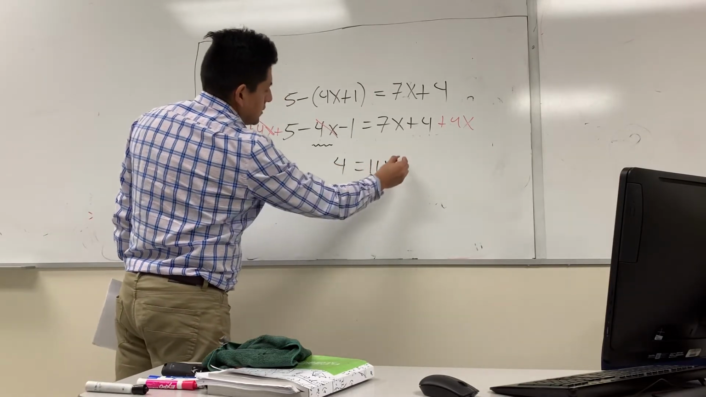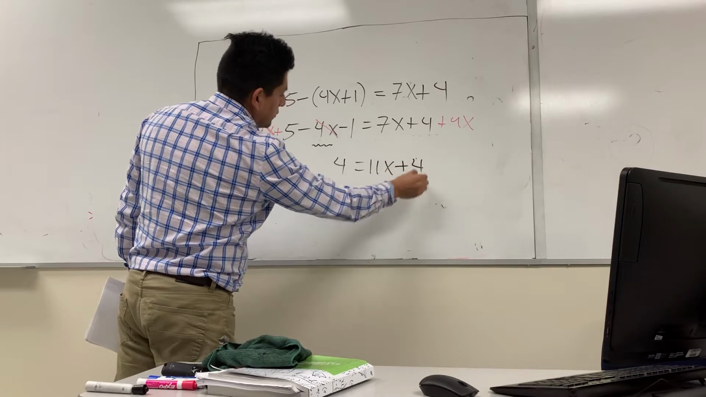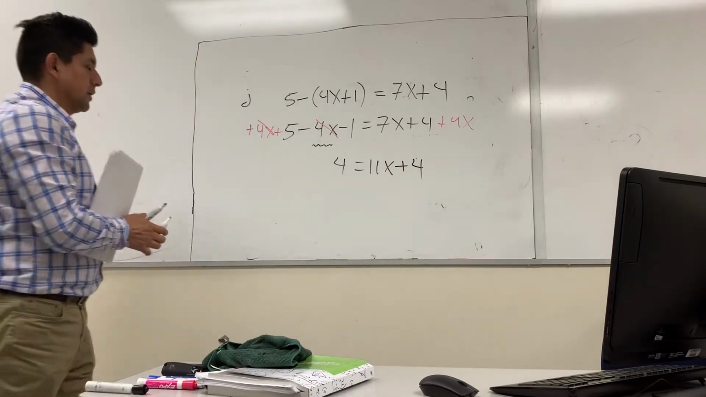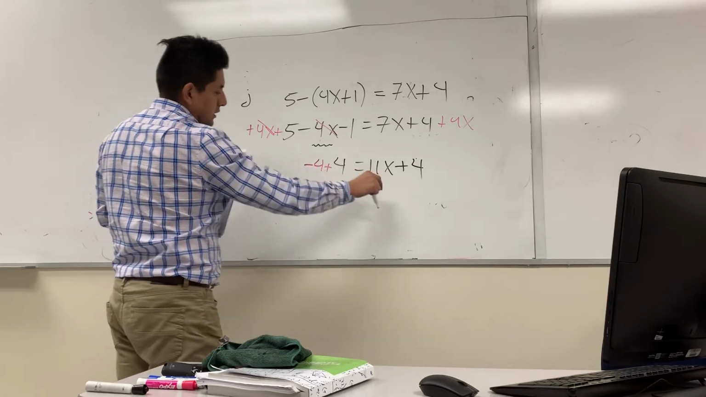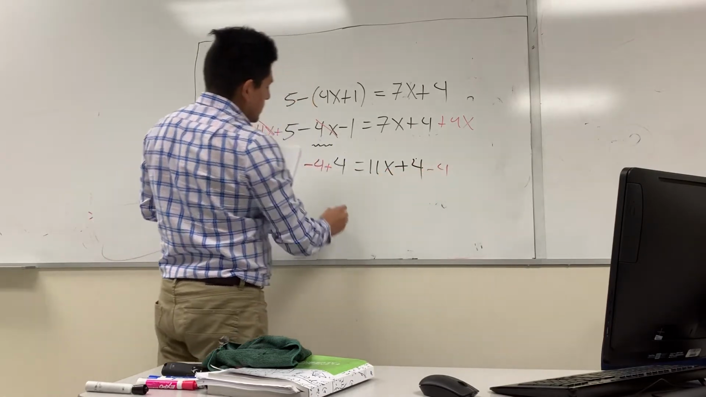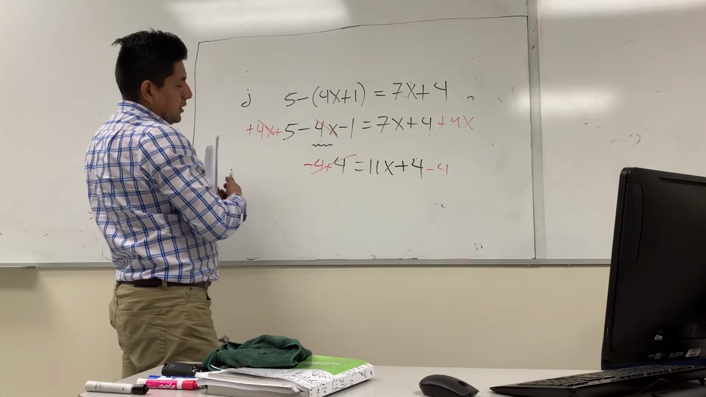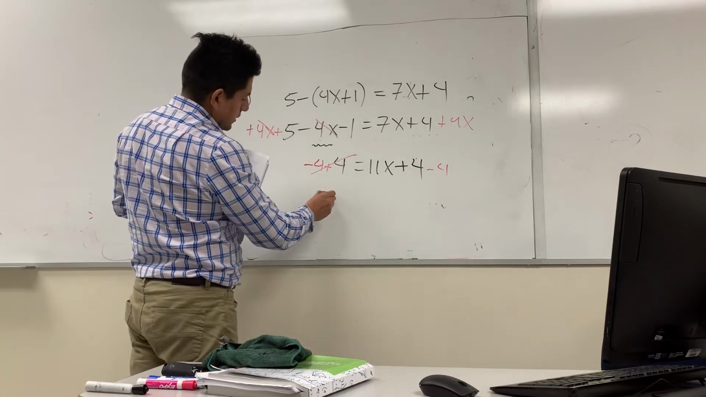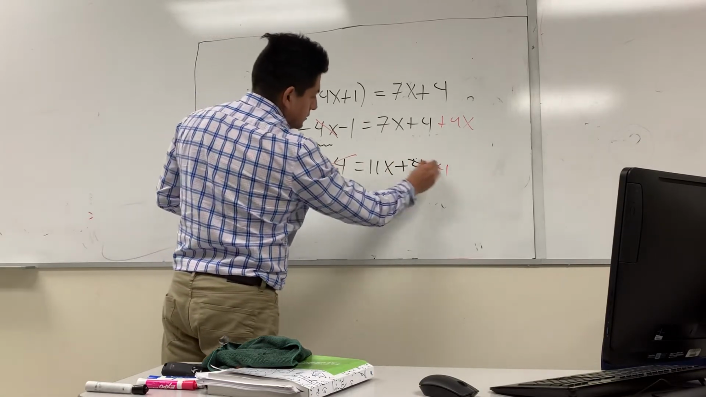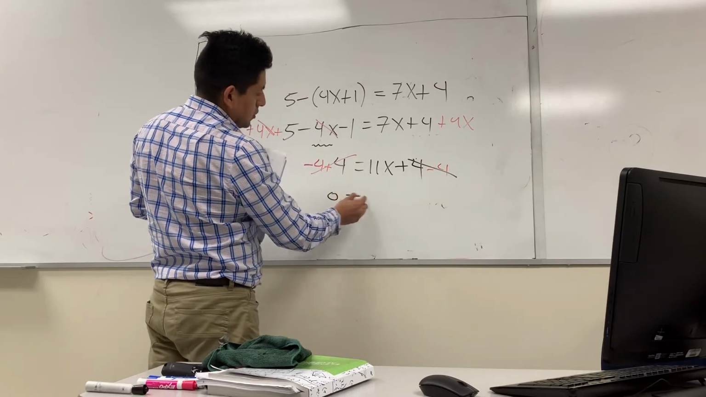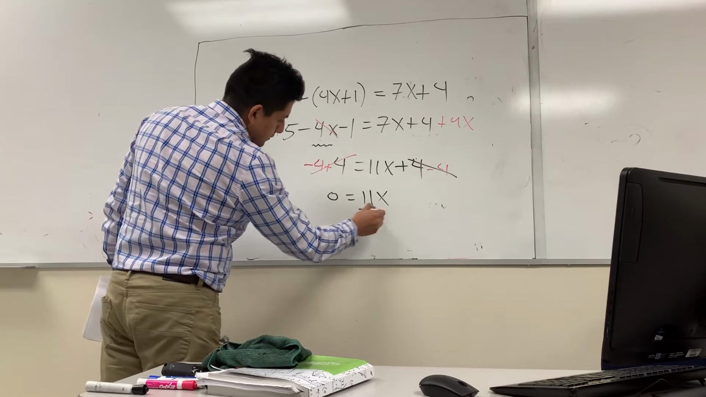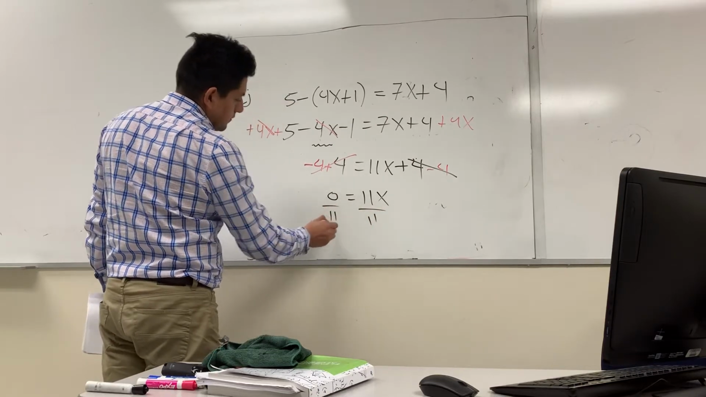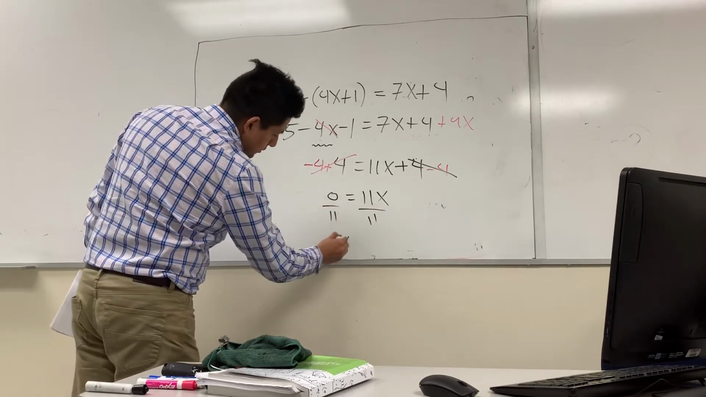11x plus 4. I can subtract 4 to both sides because I'm trying to isolate x. So I have 0 right here, and these two cancel out, so I'm left with simply 11x. So I divide by 11, x is equal to 0.